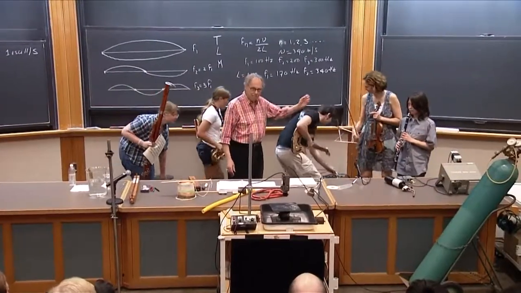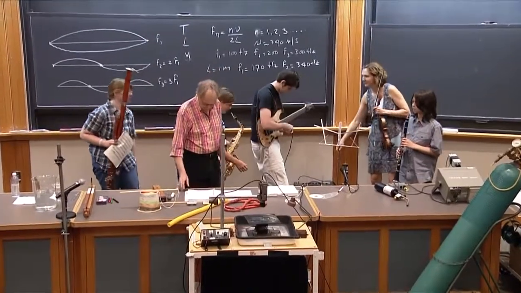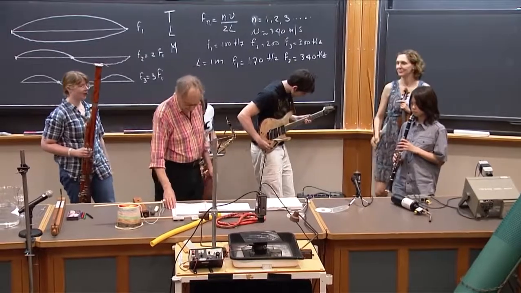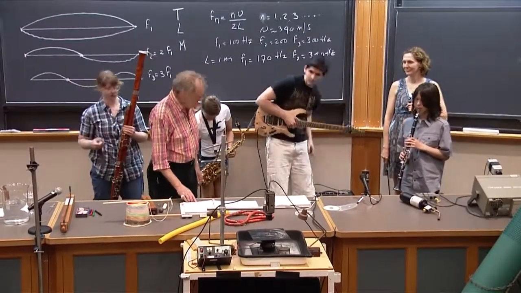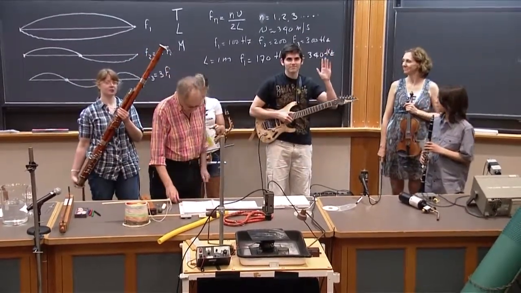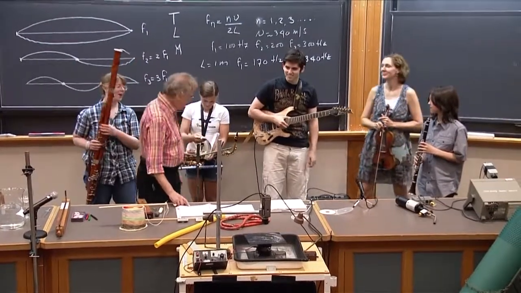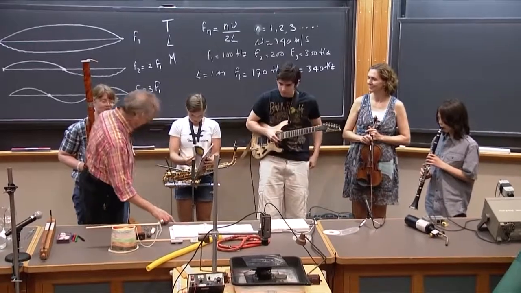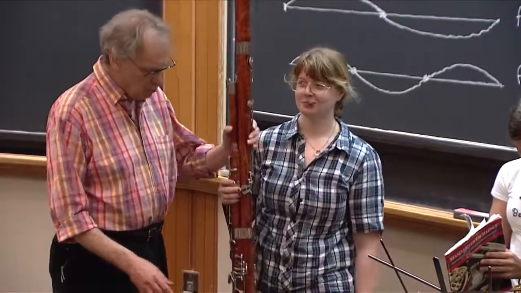This is Shoei. He's going to play the clarinet. Pauline, who's going to play the violin. Devin, who's going to play electric guitar. Irene, who's going to play the saxophone. And then we have Molly, who is going to play the bassoon.